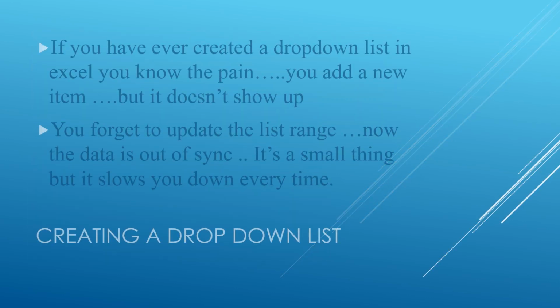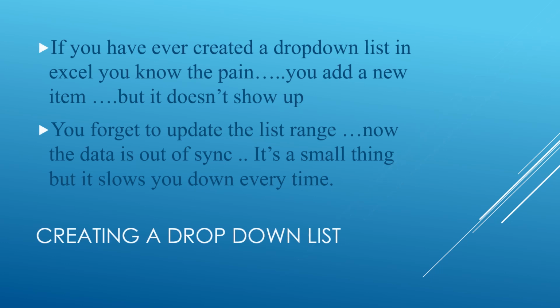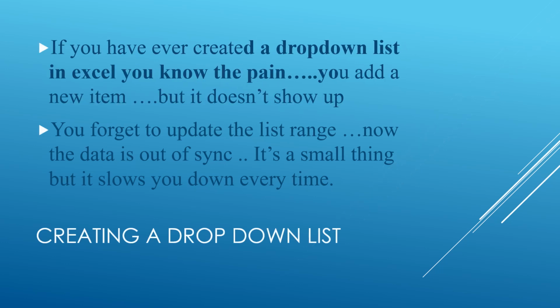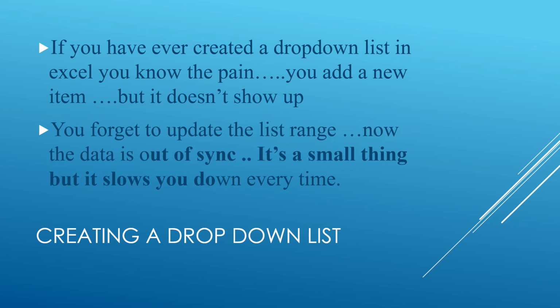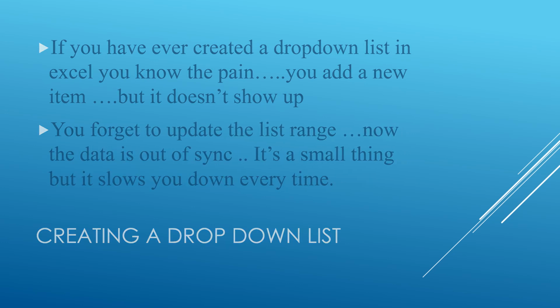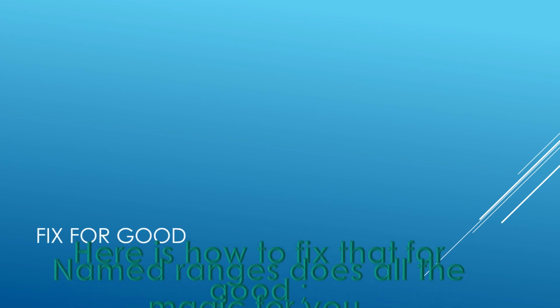Did you find yourself adding a new item but it doesn't show up in the list? You forgot to update the list range, now the data is out of sync. It's a small thing, but it slows you down every time. The good news is, here is how to fix that for good with dynamic drop-downs with named ranges.